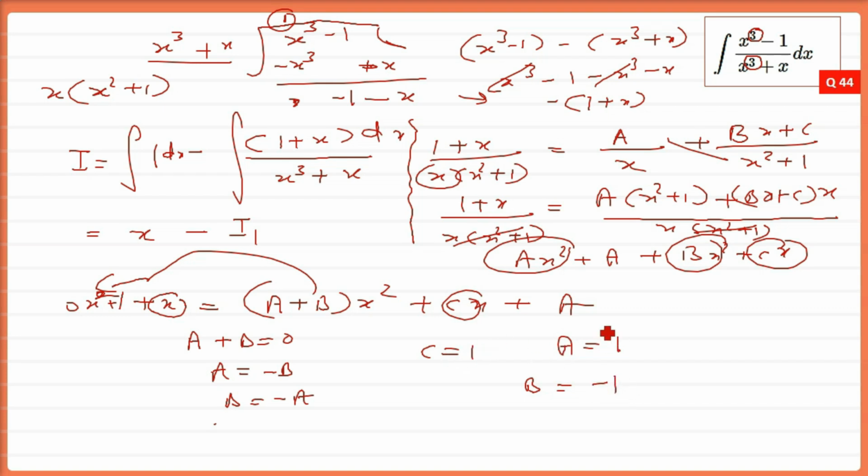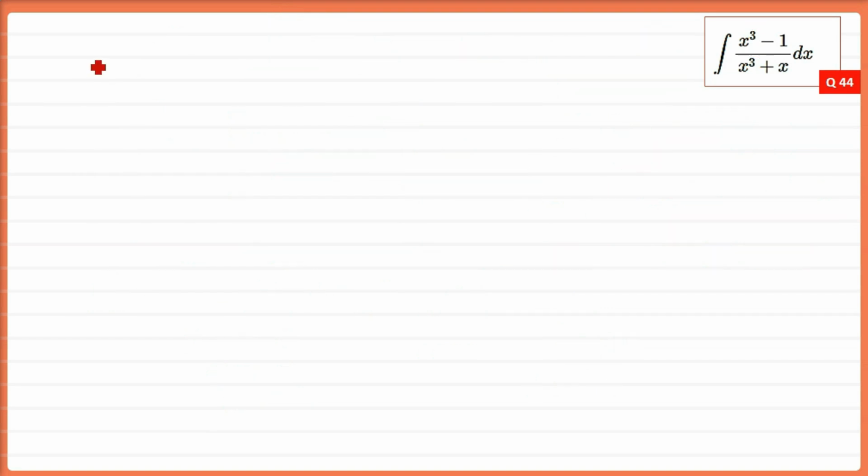B becomes equal to negative 1, a is equal to 1 and c is equal to 1. We'll put it here, and then we can integrate it easily. So I'm going to write this just now. So we are talking about I1. The integration of dx by x is already done. This I1 is the second part.